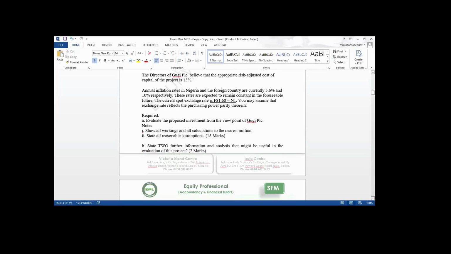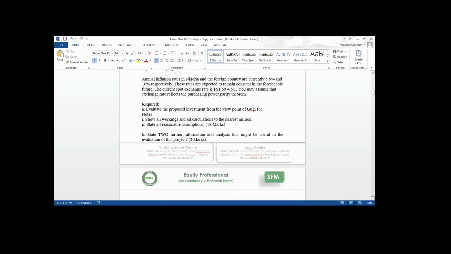Requirement A. Evaluate the proposed investments from the viewpoint of Google PSC. Show your workings and calculation to the nearest million. State all reasonable assumptions.